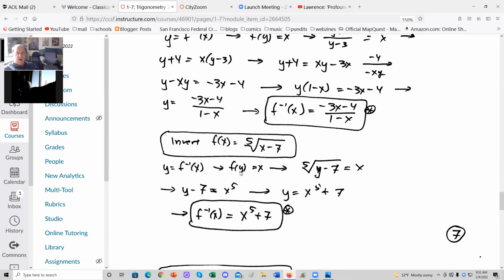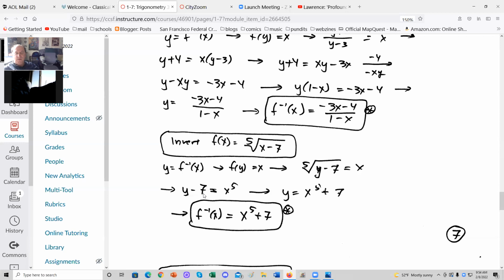Here, to invert the fifth root of x - 7. f of y equals x, so the fifth root of y - 7 equals x. Solve for y. First thing, look at the outermost layer of the function, it's the fifth root. Its inverse is the fifth power. So we take a fifth power of both sides. We get y - 7 equals x to the fifth.